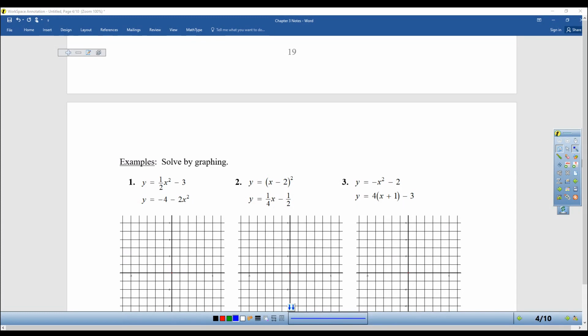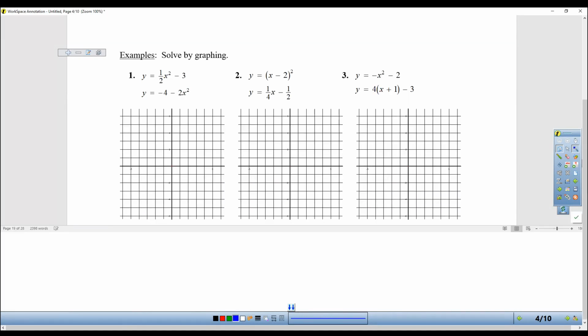Okay, so let's do these backwards. Let's not solve these algebraically. Let's solve these by graphing and see what we can find. It's mostly just a chance to practice our graphing skills. So this is a parabola that has not been moved left or right. It's only been moved up or down. So down 3, that's going to be my vertex.